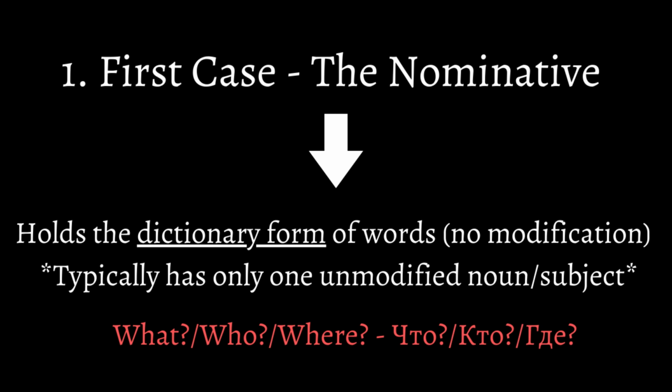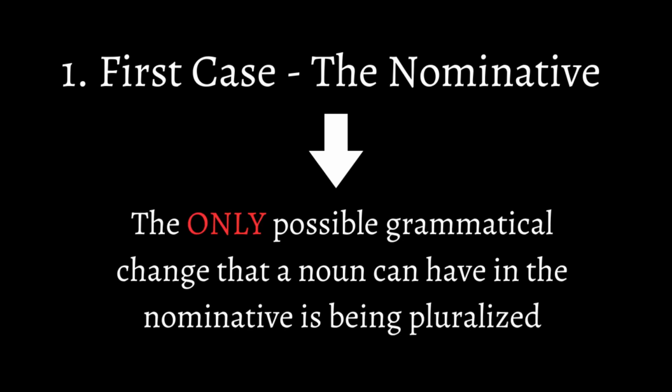So the nominative is the dictionary form for any noun, and it's simply how a noun is expressed the way it should be, with no modification. Whenever there's one and only one subject in a sentence, that noun will be the nominative, and the only possible grammatical change that a noun can have is when it's pluralized.